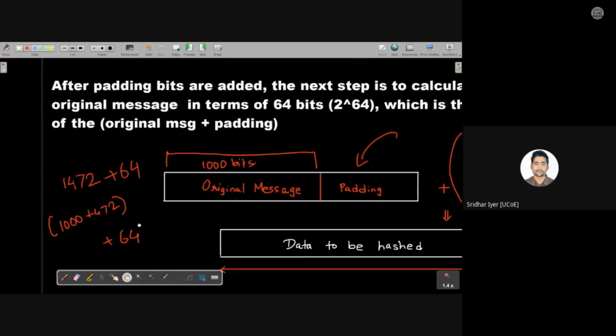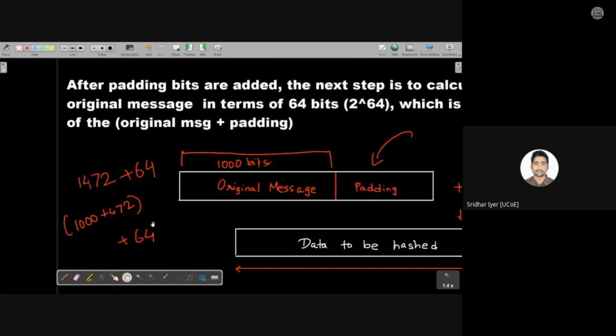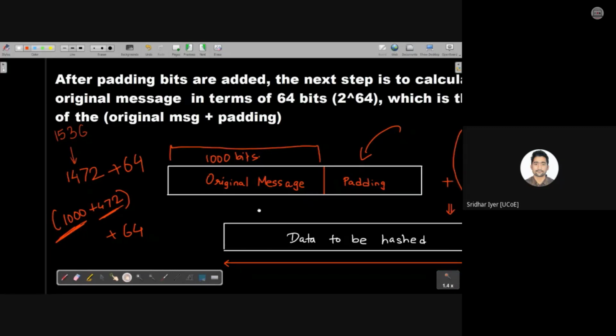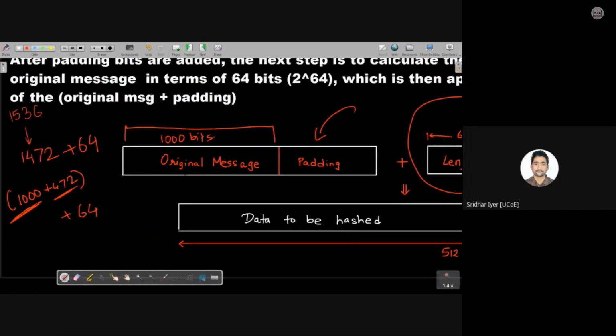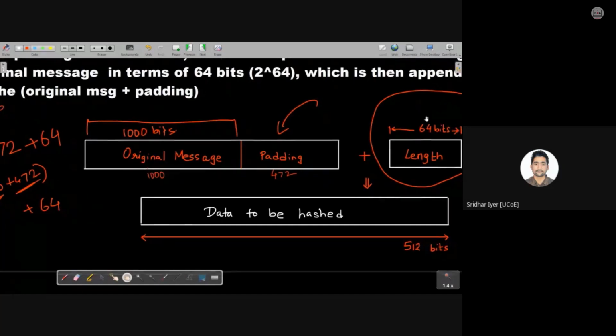First thing is, obviously it should be 64 bits less than an exact multiple of 512. So what was the exact multiple of 512? I guess it was 1536, right? Minus 64 gives you this value 1472. So out of 1472, the actual message length was 1000 bits. This was your padding bit. So now I hope this is making sense over here. The actual message size of 1000 bits, the padding of 472 bits, plus this 64.